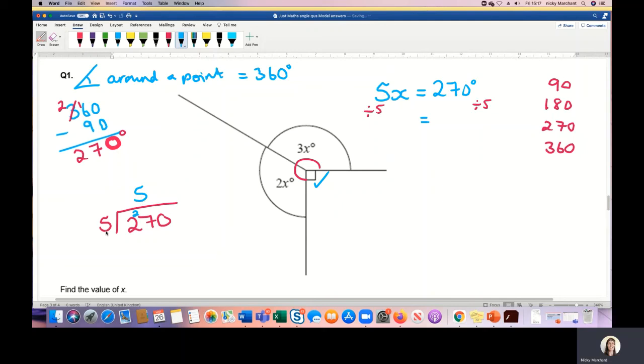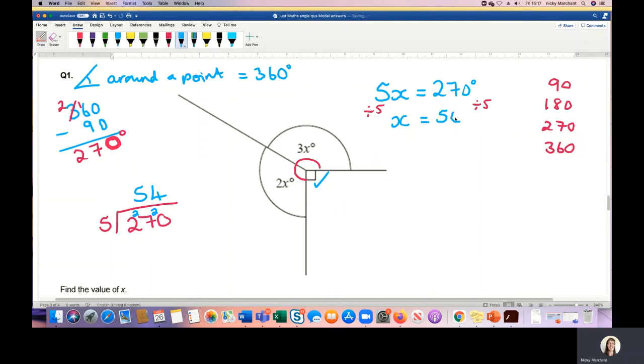And 5 times 5 is 25. We had 27, we've got 2 left over. Now that 2 is a different 2 to this one here. It's because of the 5 times 5 is 25, 2 left over again to carry over. 5 into 20 go 4. That's our answer. So x is equal to 54.